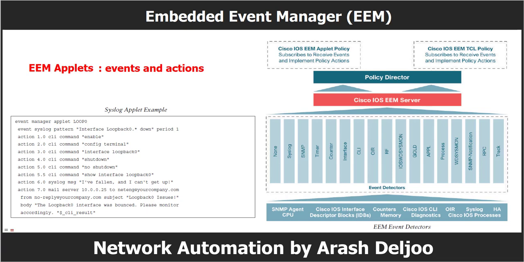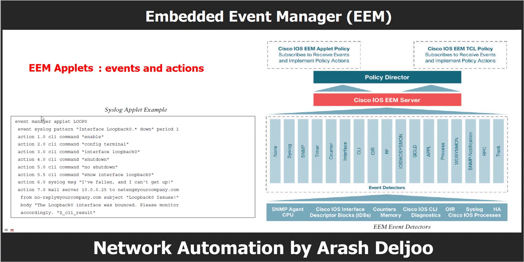The following example illustrates a very common EEM applet that is monitoring syslog messages on a router. This example shows an applet that is looking for a specific syslog message, stating that the loopback 0 interface went down. The specific syslog message is matched using regular expressions. This is a very powerful and granular way of matching patterns. If this specific syslog pattern is matched at least once, then the following actions will be taken. Step 1: the loopback 0 interface will be shut down and brought back up, because of shutdown and no shutdown.